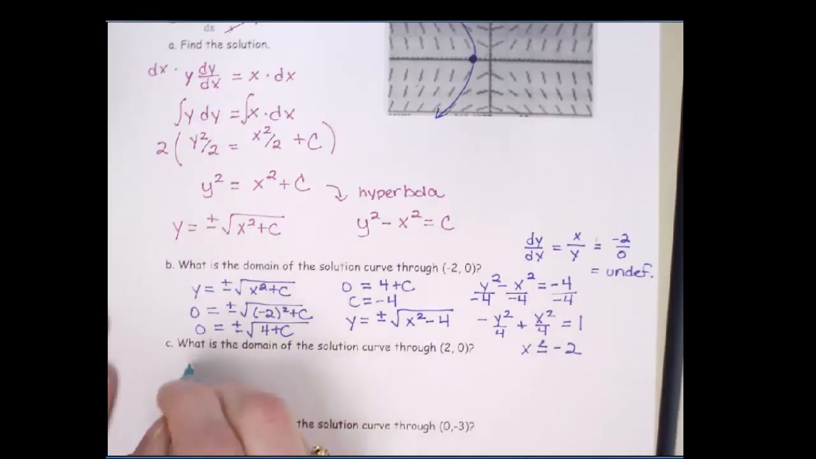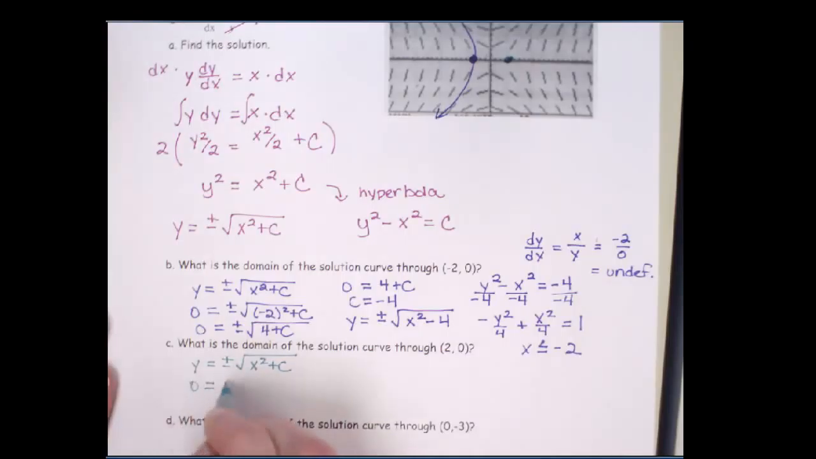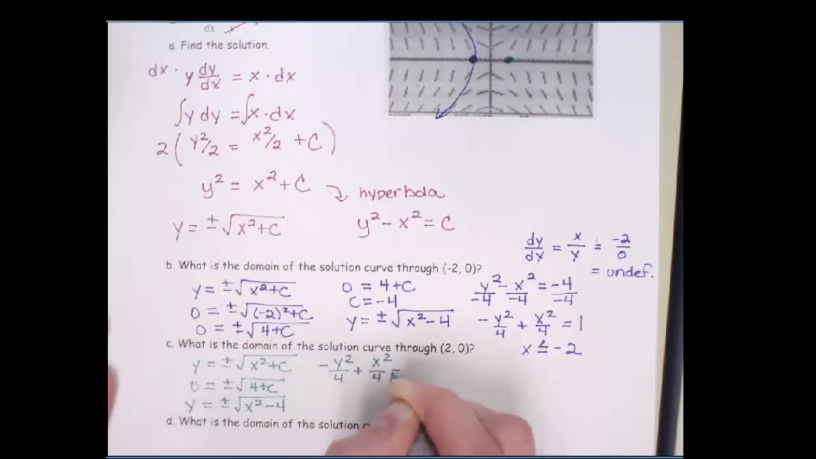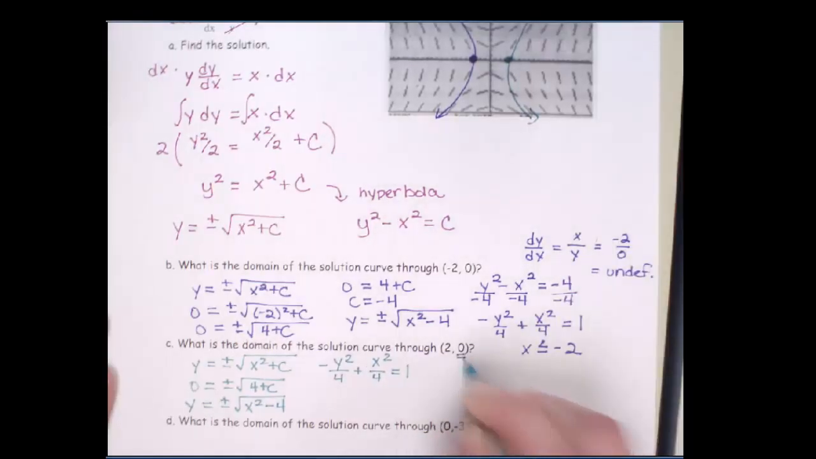So same idea. You'd have y equals plus or minus radical x squared plus c, and that point would be about here. 0 equals plus or minus... You still get 4 plus c, so you're still ending up with the same equation, y equals plus or minus square root x squared minus 4, which is still the same hyperbola, negative y squared over 4 plus x squared over 4 equals 1. We just now have the positive side of the hyperbola. But again, because it's the point 2, 0, if we try to plug that point into the differential equation, the slope is undefined there.